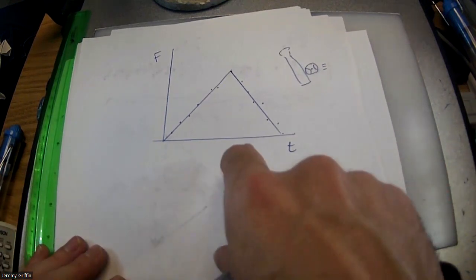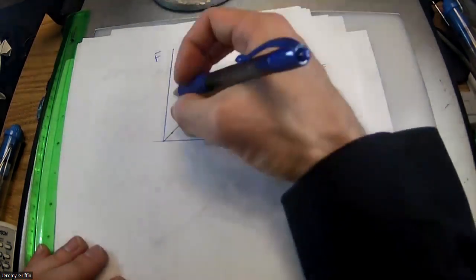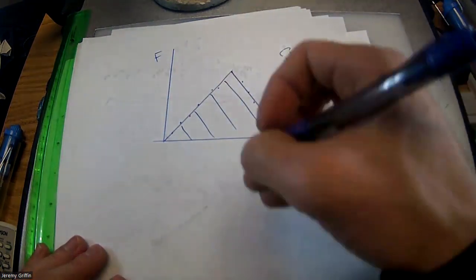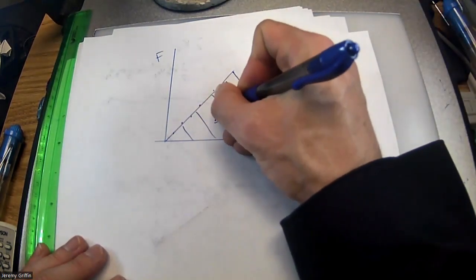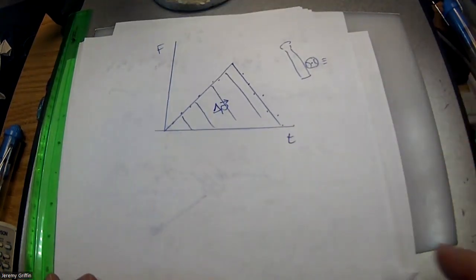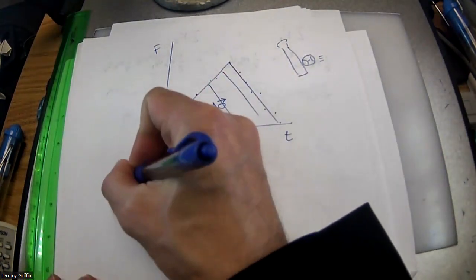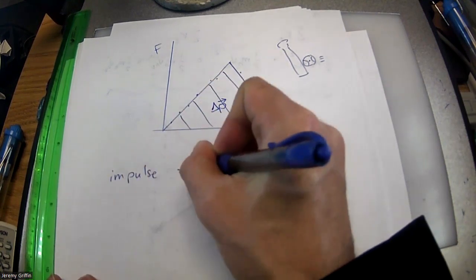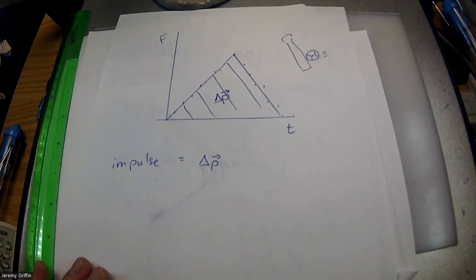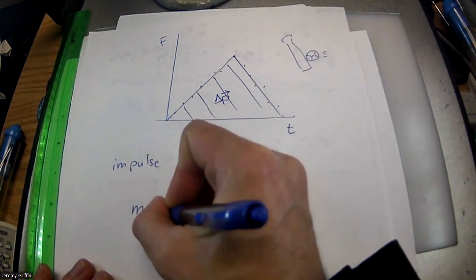And what property of this graph would you care about in solving a question like that? Area under the curve. Because this area under the curve represents what physical property? Impulse. Exactly. That's change in momentum. Can you guys write out the impulse formula before I do? Change in momentum. That could be mass times change in velocity.